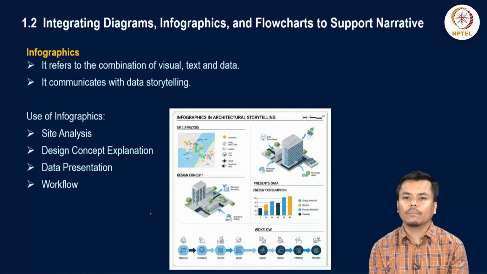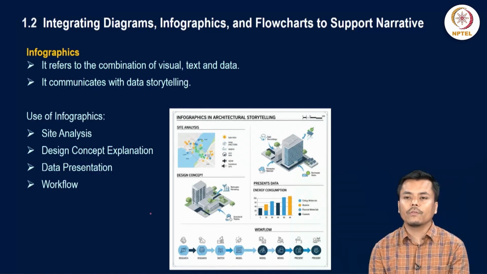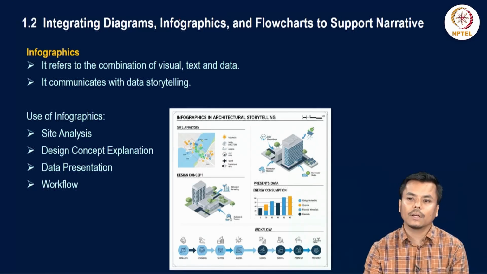Then there are other diagrams or graphics observed in the drawings, that is infographics. They refer to the combination of visuals, text and data, and communicate through data storytelling. The use of infographics is generally observed in site analysis, where you represent the sun path through the sun and show the tentative direction of the sun. You represent the movement of the sun in this direction, what the movement is during the summer season and what it is during the winter season. All this is represented through the sun path diagram.